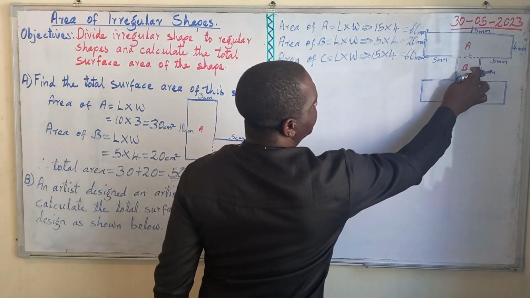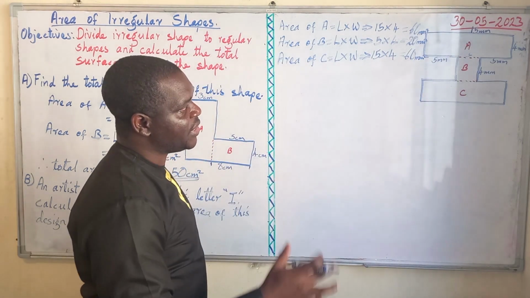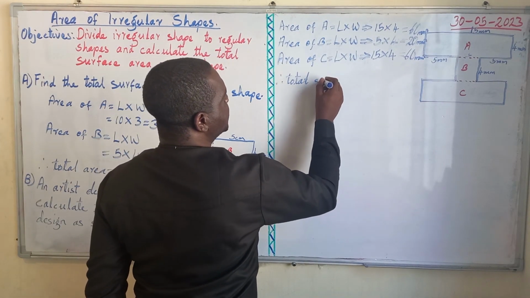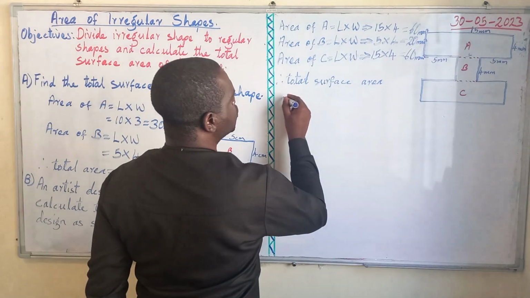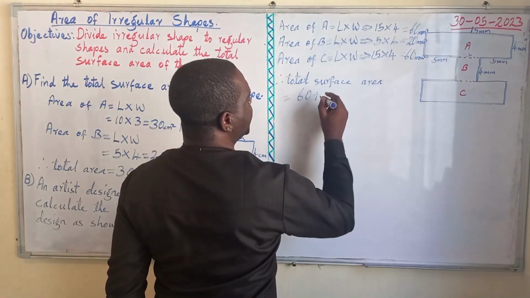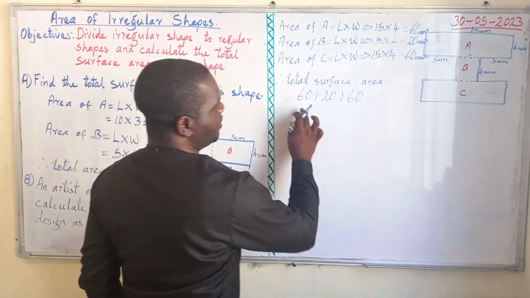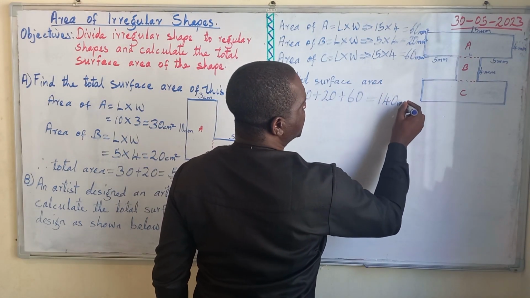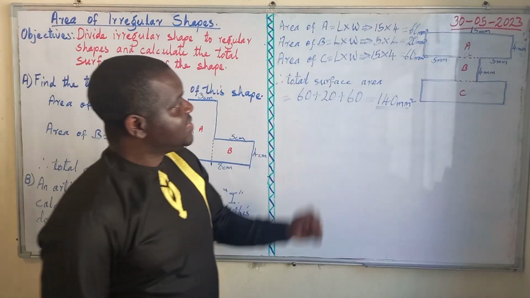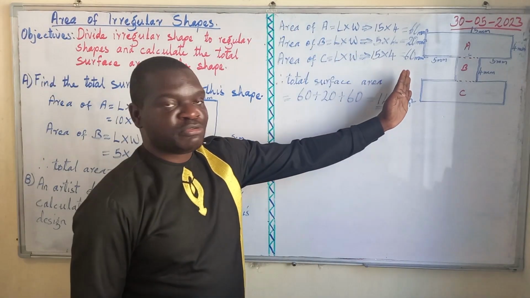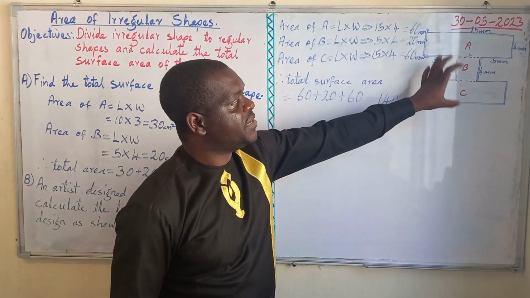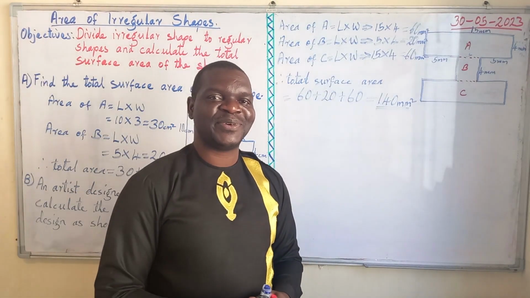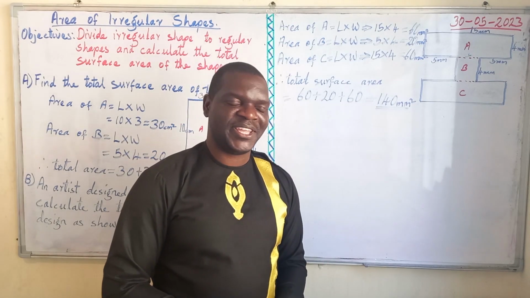We've calculated the area of these 3 separate regular shapes. Now to find the total, total surface area will be equal to 60 plus 20 plus 60. And if you add this, it's going to give you 140 millimeters square. As far as this is concerned, this is what you are supposed to do to find the total surface area of this shape. Let's move on to the last example for the day, which is example 3.